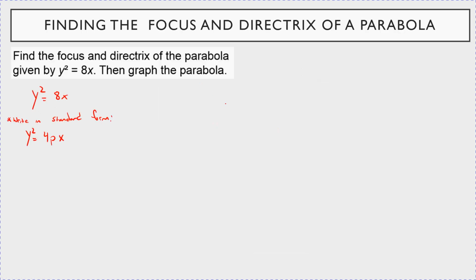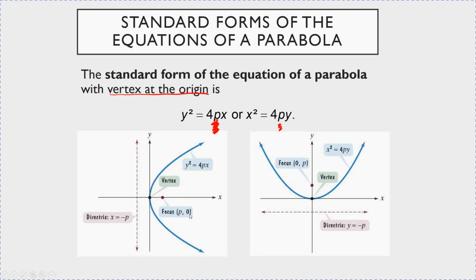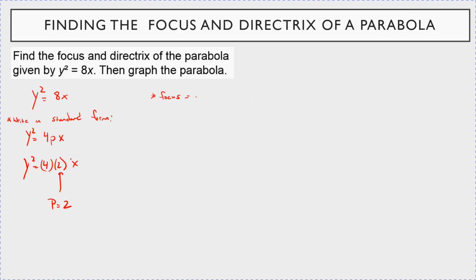All right, so I'm going to have to look. Well, what is 8? 8 is 4 times 2, okay? So this 2 here is my p. So then I got it. All right, so my focus is going to occur at the point p comma 0. Well, I know p is 2, so this is the point 2 comma 0.